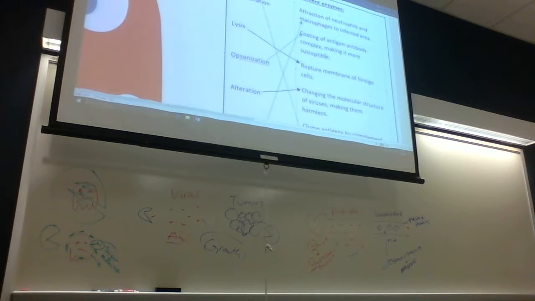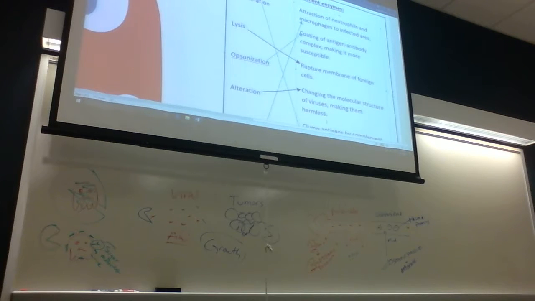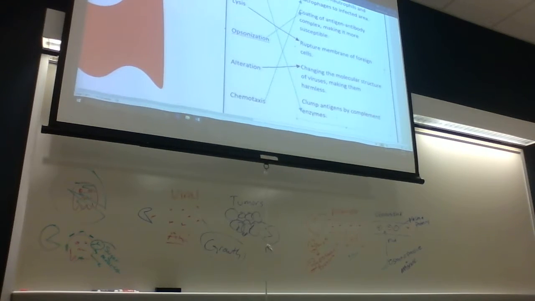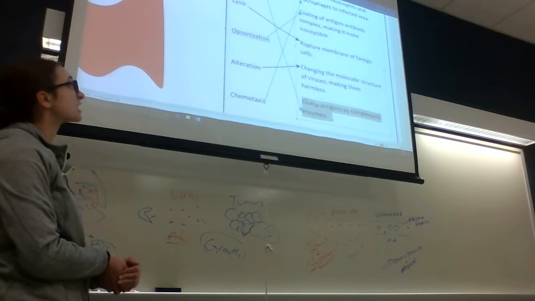So your complement does agglutination, which is at the very bottom here. Agglutination kind of sounds like glue. It clumps antigens together. Oh, wait, do you have a matching thing on yours? I do not. Oh, wow, that was evil of me. Okay, I was supposed to have a matching thing. So agglutination, it clumps antigens by the complement enzyme. So it's clumping, it's gluing, agglutination, that's kind of what complement does.